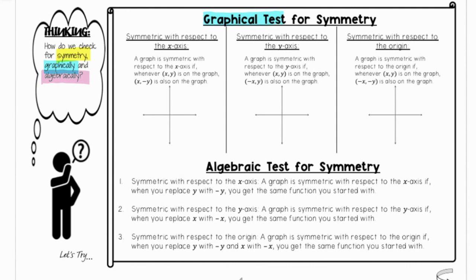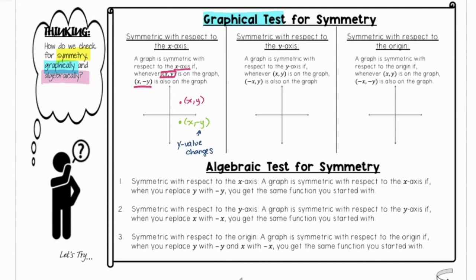A graph is symmetric with respect to the x-axis if whenever we have a point (x, y) on the graph, (x, -y) is also on the graph. So let's say I had a point here, positive x, positive y. I know I have a reflection through the x-axis because my point is going to be somewhere here. So in this case, what changes? The y value.